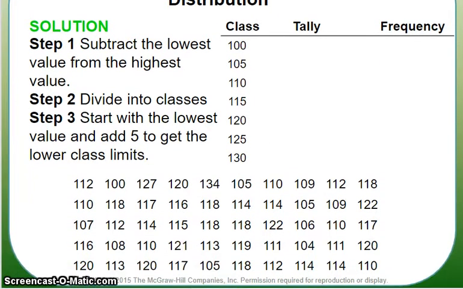In this case, I decided that I wanted to have 1, 2, 3, 4, 5, 6, 7 classes. So I started with the 100. I'm going to take that 34 and divide it by 7, and then round up. And when I round up, I get 6. So I want to go from 100 to 105 as I get the class limits.